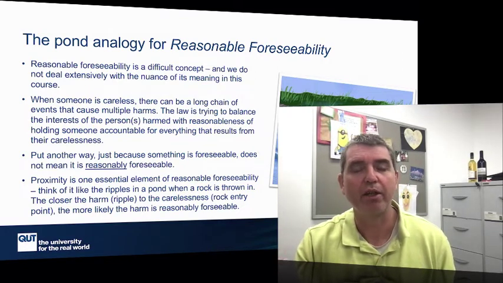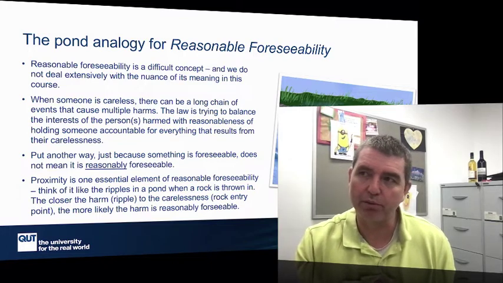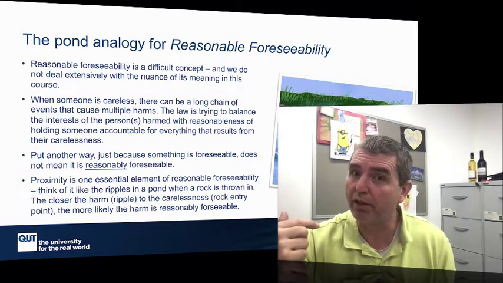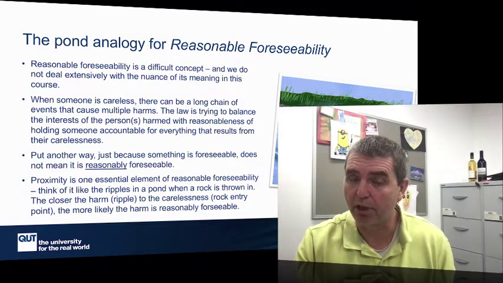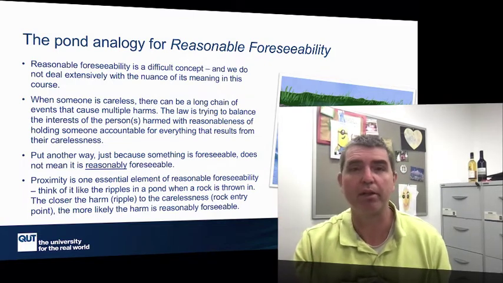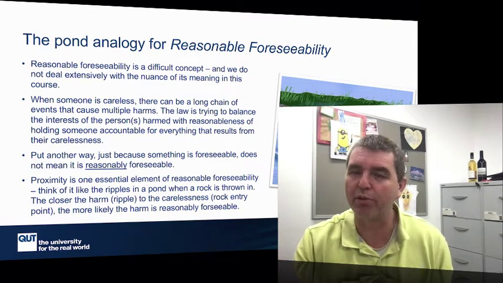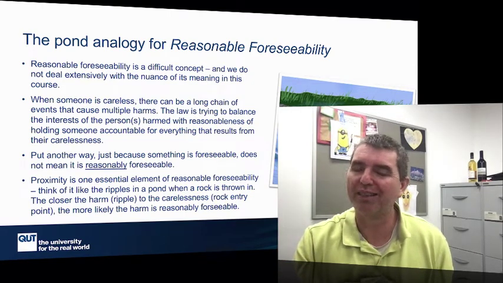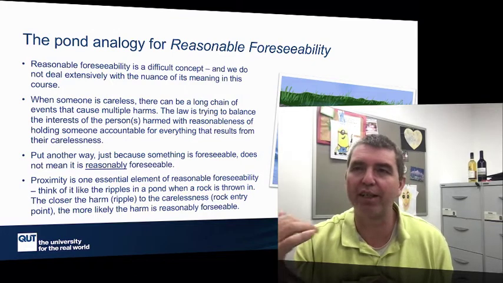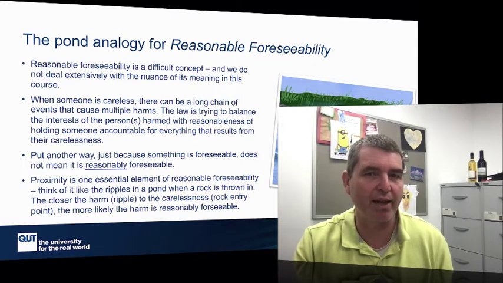Okay. So I've come up with that example. And because I've come up with it, it's foreseeable, right? I have foreseen that that could happen. So if it did actually happen, however unlikely, it's foreseeable, but it's not reasonably foreseeable. There's a long chain of events here. I don't think anyone could reasonably expect that to happen. And so that's the difference.